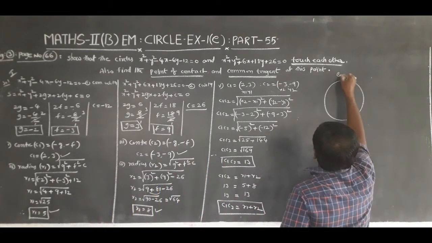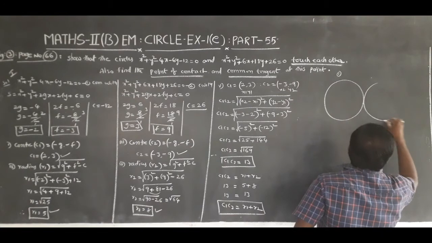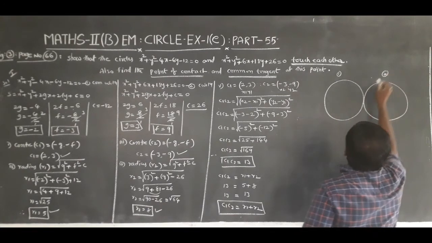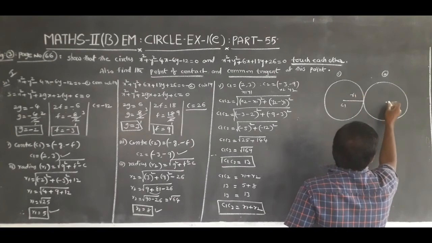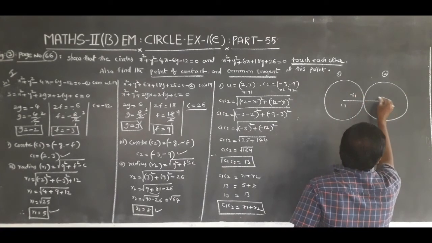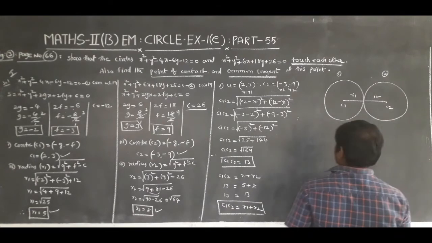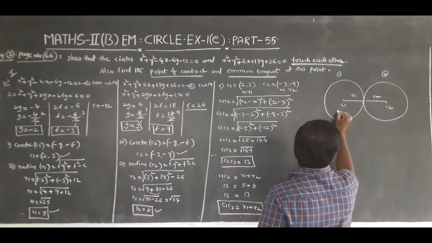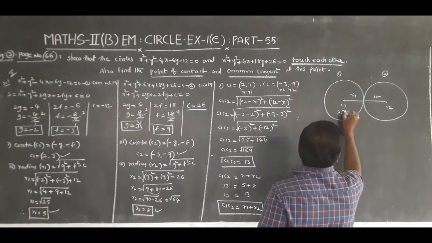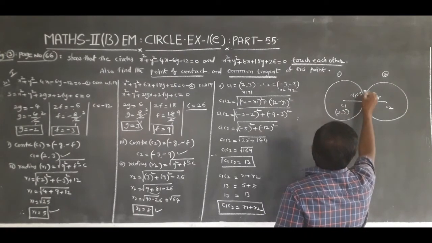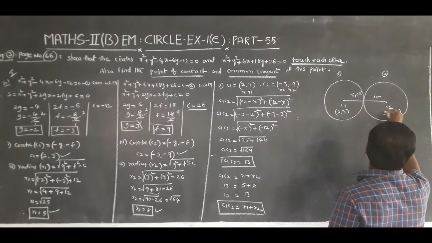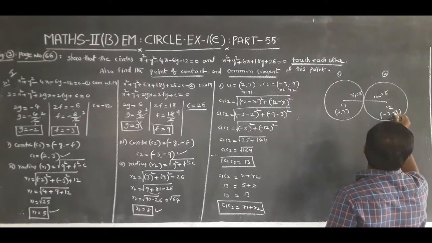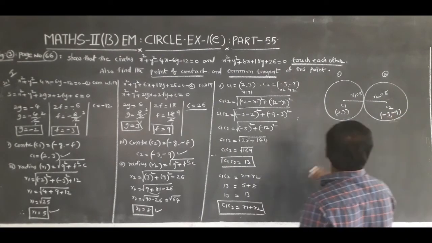This is the first circle. This is the second circle. C1 is the center, R1 is the radius. C2 is the center, R2 is the radius of the second circle. C1 is equal to (2, 3), R1 is equal to 5. C2 is equal to (-3, -9), R2 is equal to 8.